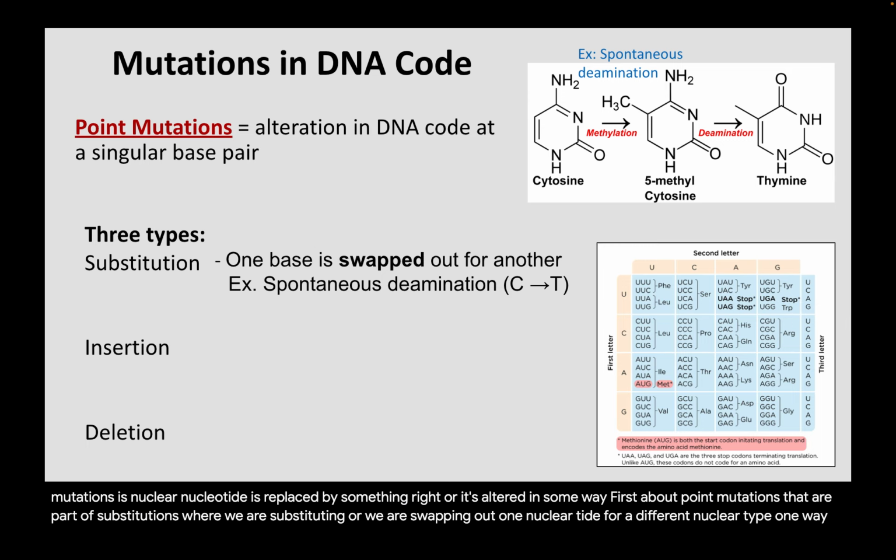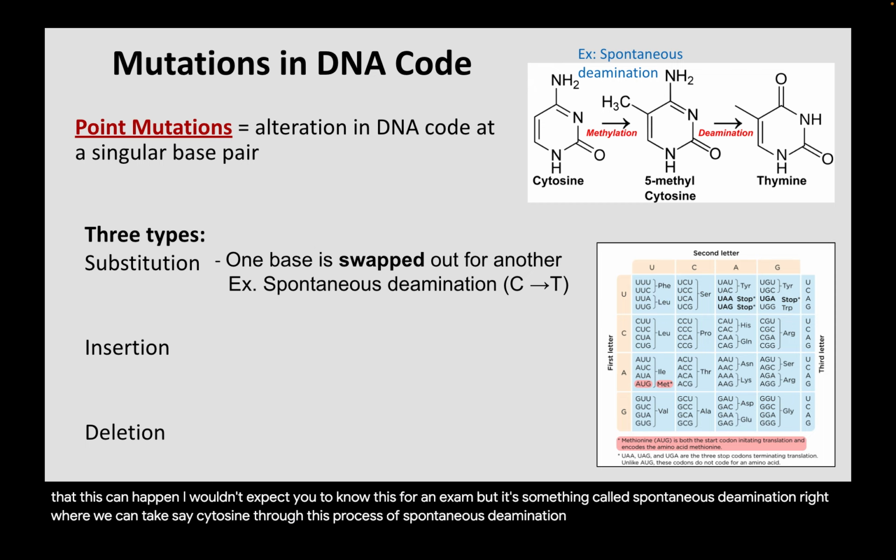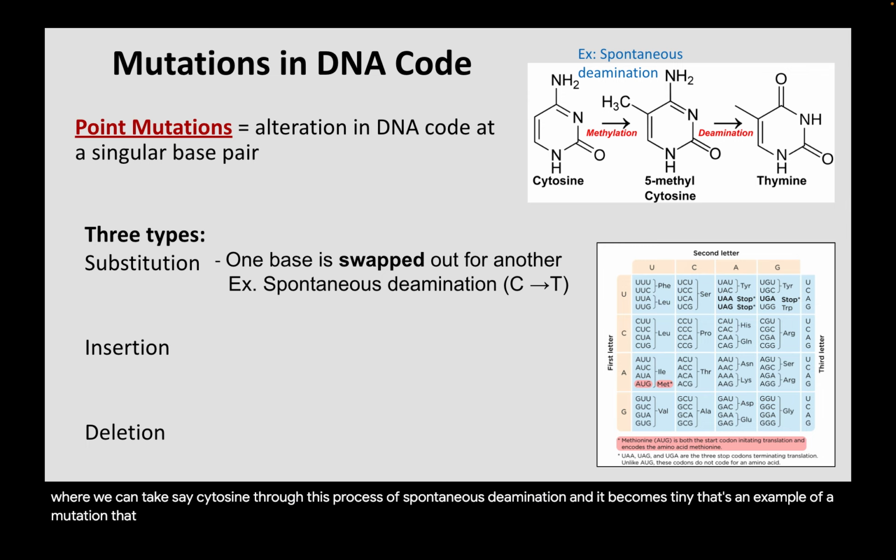One way that this can happen, I wouldn't expect you to know this for an exam, but it's something called spontaneous deamination, where we can take, say, a cytosine, and through this process of spontaneous deamination, it becomes thymine. That's an example of a mutation that has occurred. We've gone from a C to a T in only one of our bases.